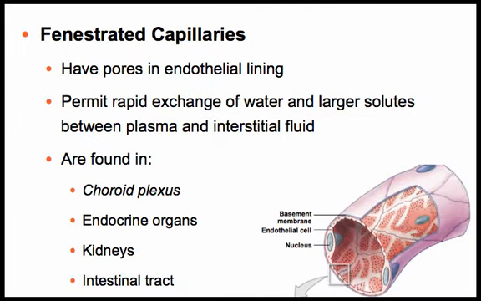Fenestrated capillaries have pores in the endothelial lining. They permit rapid exchange of water and larger solutes between the plasma and the interstitial fluid. They are found in the choroid plexus, endocrine organs, kidneys, and intestinal tract.